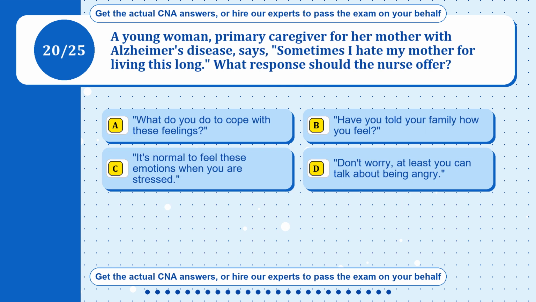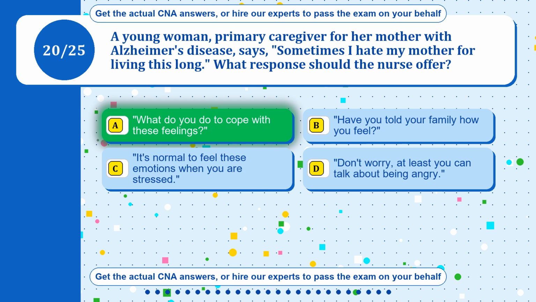Question 20. A young woman, primary caregiver for her mother with Alzheimer's disease, says, "Sometimes I hate my mother for living this long." What response should the nurse offer? Option A, what do you do to cope with these feelings? Option B, have you told your family how you feel? Option C, it's normal to feel these emotions when you are stressed. Option D, don't worry, at least you can talk about being angry.